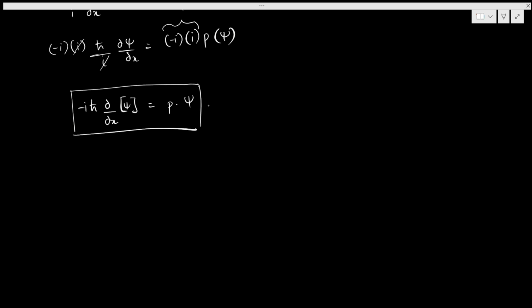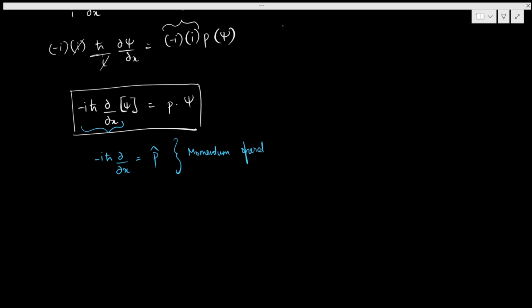Okay, and from this we can say that this operator here, minus i into h cross ∂/∂x, this operator is your p cap. This is your momentum operator.